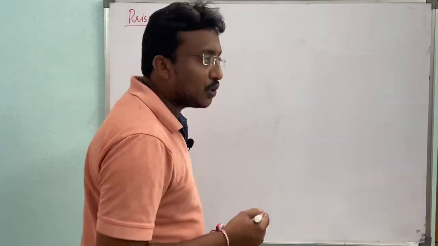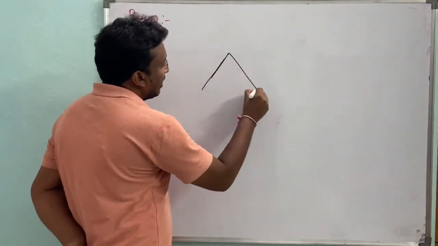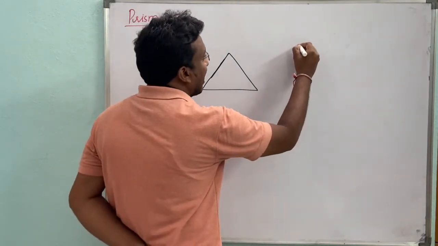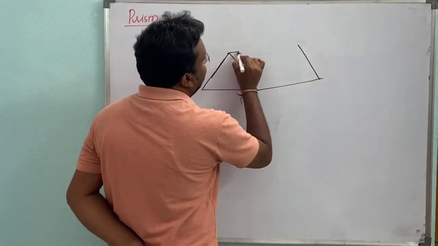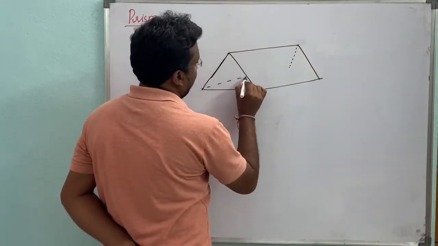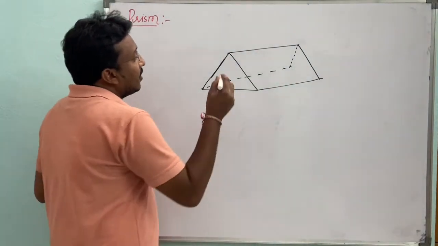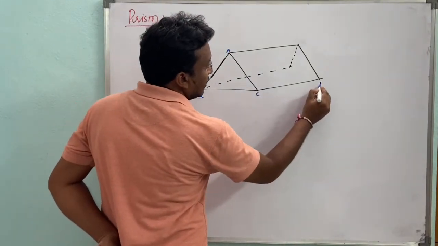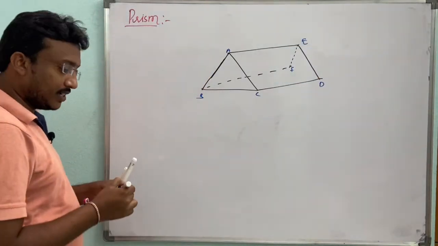I will show you the picture of a prism. A prism is a transparent material made of glass or plastic, or we can have liquid prisms also. Here, A, B, C, D, E, F are the names of the vertices.